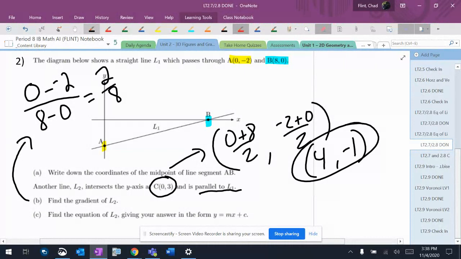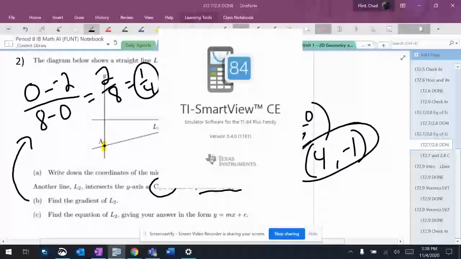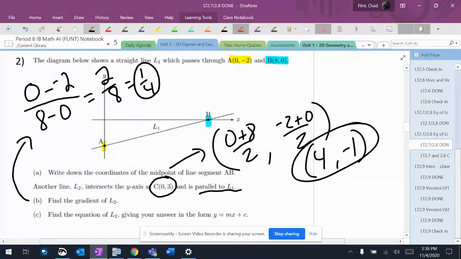You can reduce it if you want to. All right, I'll reduce it. It's 1/4. And again, you put that in the calculator, hit the alpha y equals and hit enter, it'll reduce it for you. So that's the gradient of L1. It's also the gradient of L2 because they have to be the same. So the gradient of that is 1/4.